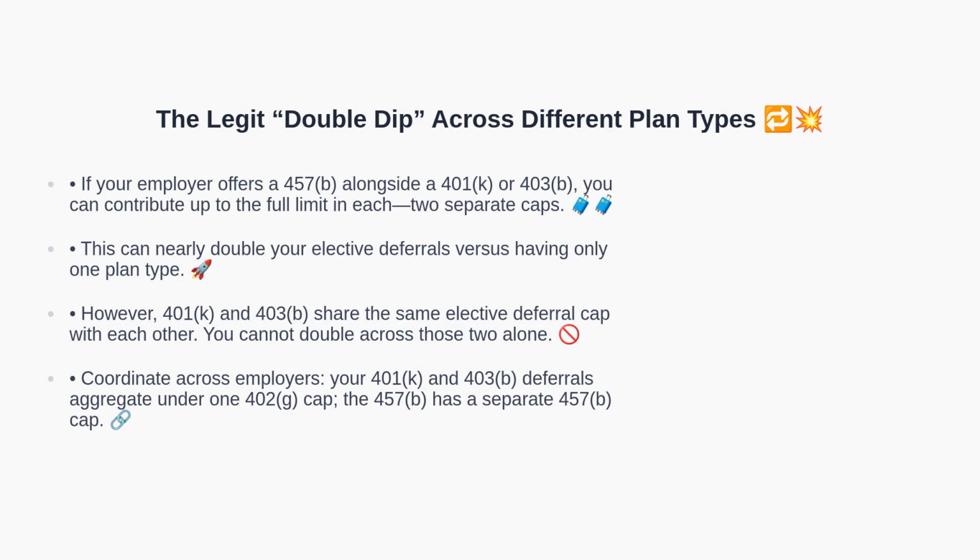This is allowed because 457B plans have a separate statutory cap from the 402G limit that covers 401k and 403B plans. However, 401k and 403b deferrals share the same 402g limit with each other. Therefore, you cannot double your elective deferrals by using those two alone. If you work for multiple employers, you must coordinate your 401k and 403b elective deferrals across all employers because they share one 402g cap, while your 457b elective deferrals are under a separate 457b cap.